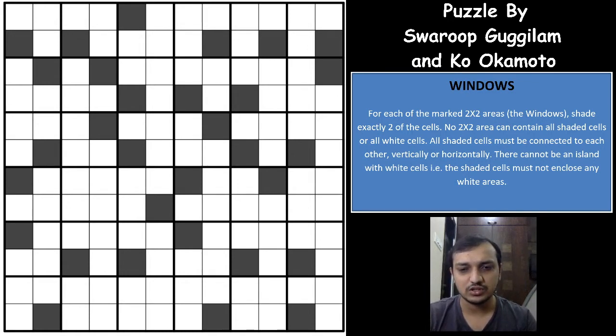So coming on to the Windows puzzles, the rules are quite simple. As you can see, there are 2 by 2 small regions in the grid, and a big grid containing all the 2 by 2 small regions. Every 2 by 2 small region will have exactly 2 shaded cells and 2 unshaded cells. And all the shaded cells in the grid will have to be connected to each other. So there cannot be a group of shaded cells which is not connected to the other shaded cells of the grid.